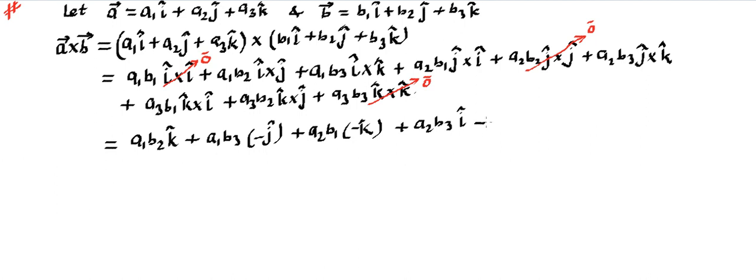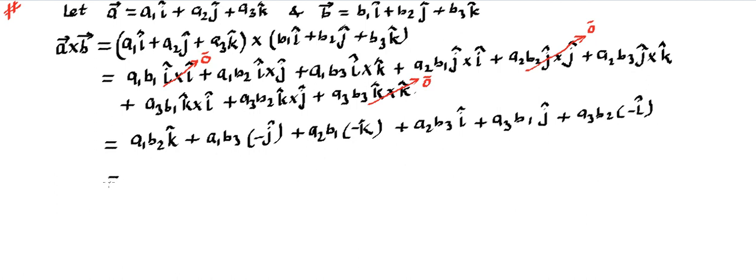Now the next term is a3 b1. With this a3 b1 we have k cap cross i cap, and k cap cross i cap is j cap, so that becomes j cap. And then the final term is k cap cross j cap, so that's going to be minus i cap, so it's going to be plus a3 b2, and this cross product is minus i cap. This is how we are getting these 6 terms.